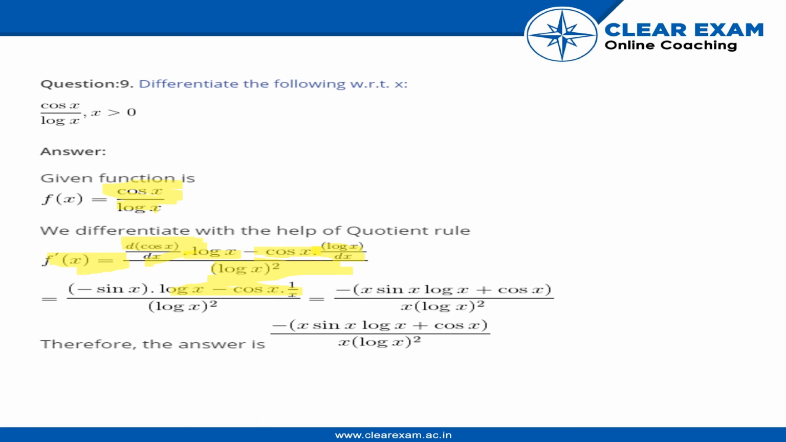Hence we get f dash x equals minus sin x into log x minus cos x into 1 by x, whole upon log x the whole square. Take minus 1 common, hence this is minus into x sin x log x plus cos x, whole upon x log x the whole square, which is the final answer.